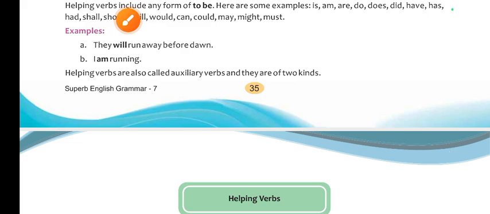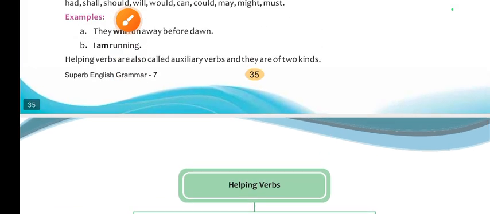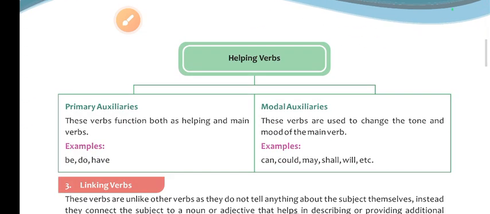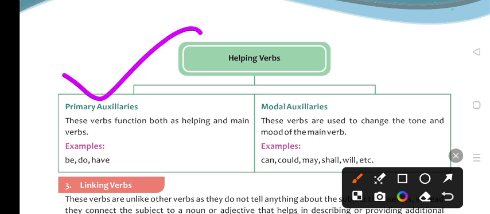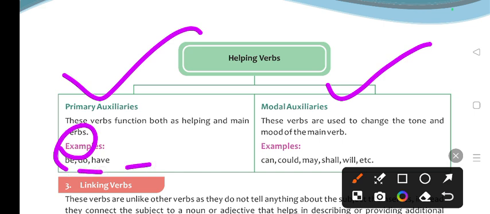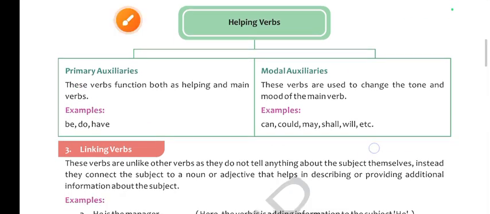Am is a helping verb. Helping verbs are auxiliary verbs, and there are two types of auxiliary verbs. Firstly, primary auxiliary verbs, and the second one is modal auxiliary verbs. So what are primary auxiliary verbs? These verbs function both as helping verbs and main verbs. For example, be, is, am, are, has, have, then do, have. Okay, so modal auxiliary verbs are used to change the tone and mood of the main verb, like can, could, may, shall, will, etc.